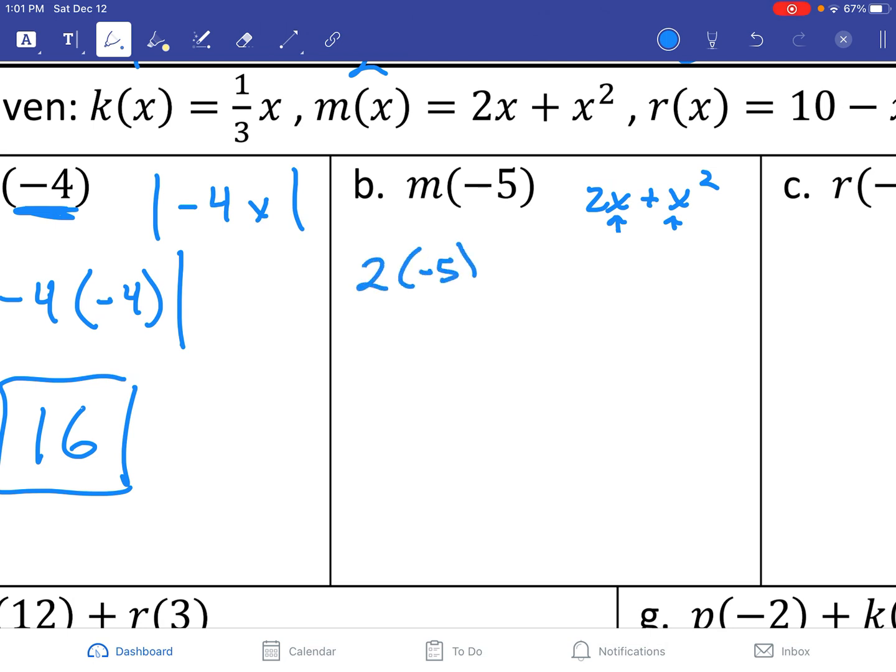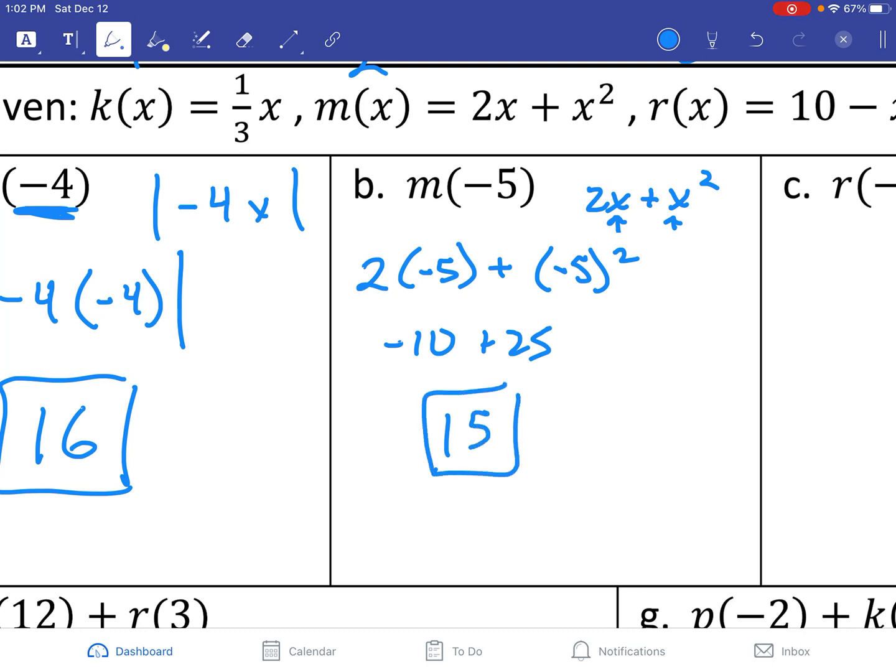So we have 2 times -5. Notice I'm putting it in parentheses when I do it, plus -5 squared. And again, it's really important you do that because that -5 squared, if you don't put it in parentheses in your calculator, it's going to give you -25 instead of what it should be, which is positive 25. So we have 2 times negative 5 is negative 10, plus 25. When you combine those two, it's going to give you 15.